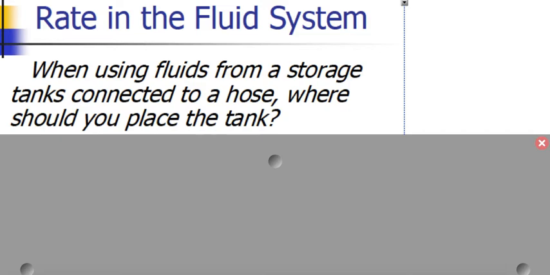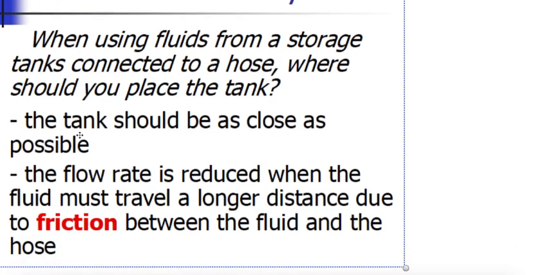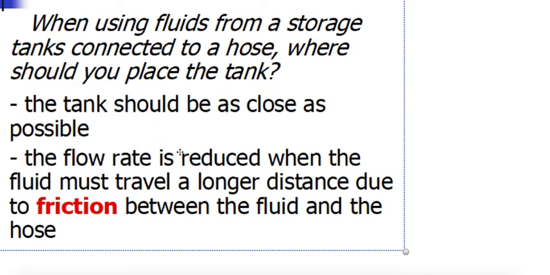So another thing to think about is using fluids from a storage tank. Where should we place the tank if we want to get fluids out of it? The tank should be as close as possible to where you want the fluids to be, and you want the smallest length of hose if you want the most efficient setup. Okay, because the flow rate is going to be reduced when you have to push liquids through a longer distance.